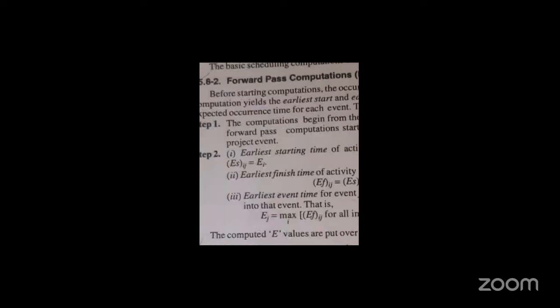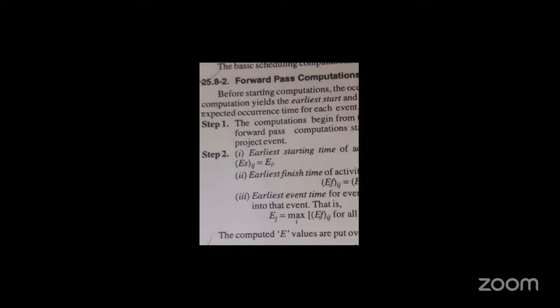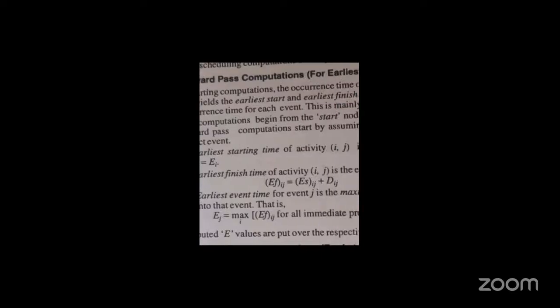And the last step: the computed E values are put over the respective circles representing each event. After calculating Ei and Ej, we indicate those values in the corresponding events. This is the forward pass process.